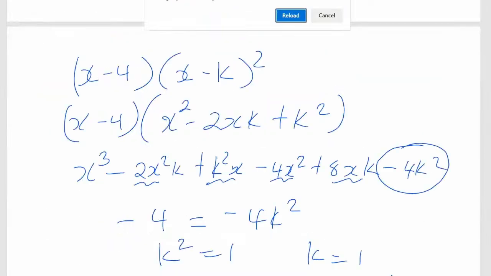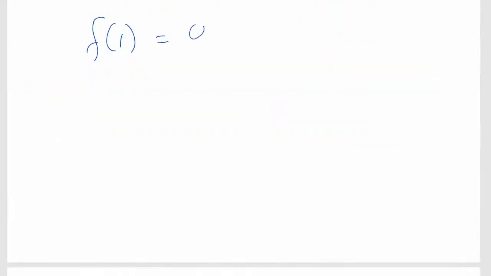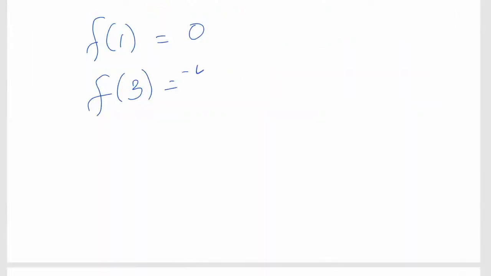So we need to substitute these ones back into the original equation. Let me just create some space here. If our x is 1, f of 1, we're going to get a value of 0 as our y. And then if we're looking for f of 3, if our x is 3, what value are we getting for y? We're ending up with negative 4, meaning that we have (1, 0) and then we have (3, negative 4) as our coordinates.